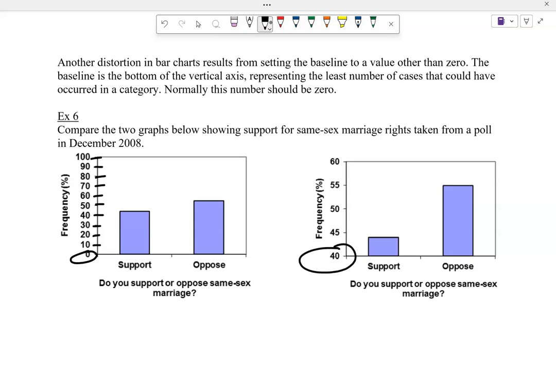But over here, it's having it start at 40, right? The left-hand side is your clear and transparent data, right? There's not a ton of difference there. The right-hand side is like, man, that sure looks like twice as many people oppose same-sex marriage as those that support it, right? It's distortive of the actual data because it's really emphasizing that difference there because you're not starting at 0 on the bottom.